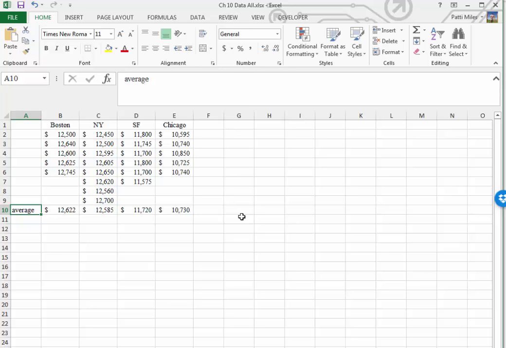Of course, that's not going to be good enough for us to just say, oh, 12,622 is actually statistically different from 12,585. So we have to proceed on then with our calculations.